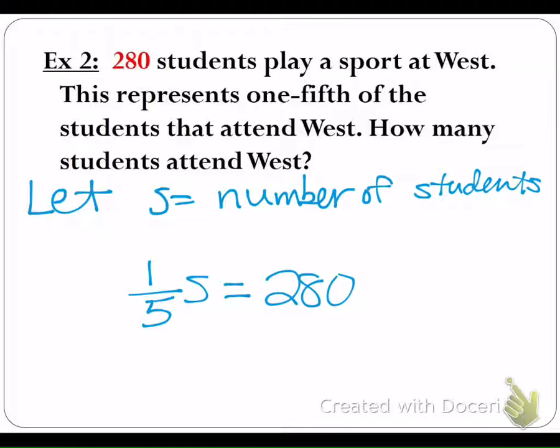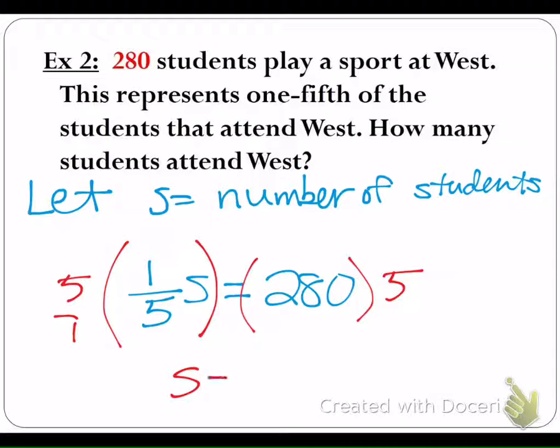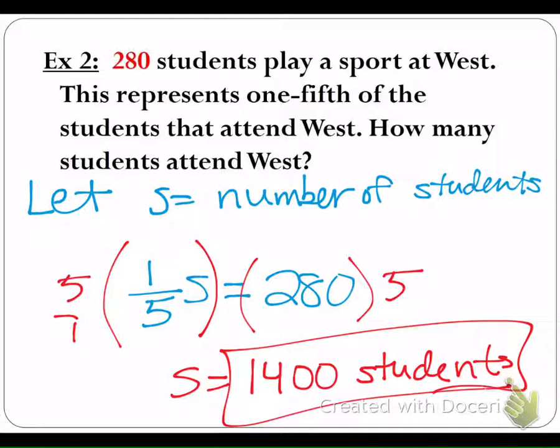Now, how do I get the S by itself? Good. What's the reciprocal of 1/5? 5 over 1. Good. Which is just 5, right? Does anyone have a calculator who wants to tell us what 280 times 5 is? 1,400. And what are we talking about? Students. Questions?